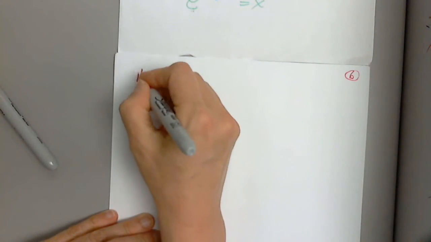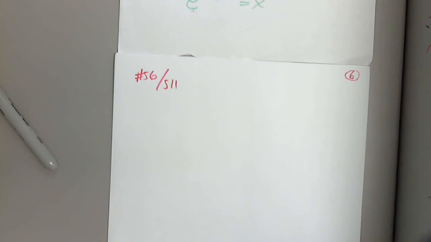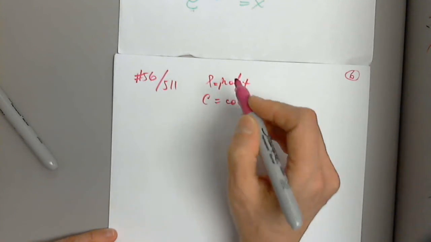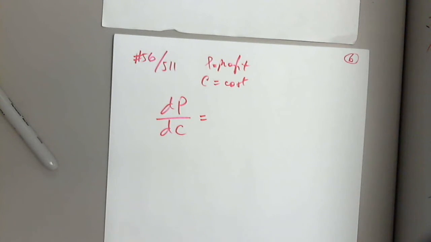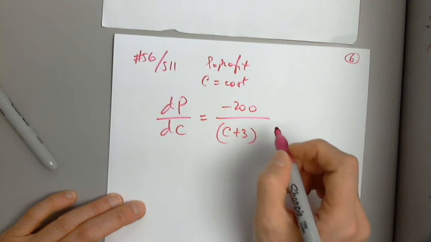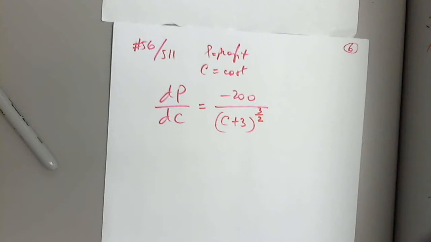So 56 on 511. Total profit from marginal profit. Hannah's head company's marginal profit P is a function of its total cost C. So P is profit, C is cost. We are given dp over dc equals negative 200 divided by (c plus 3) raised to 3/2. Here's the question: find the profit function P of C.